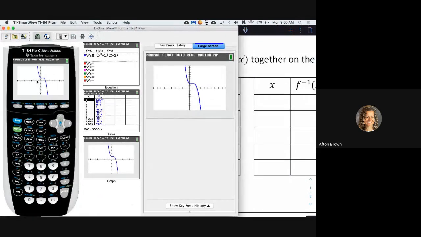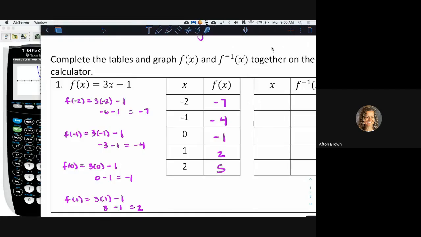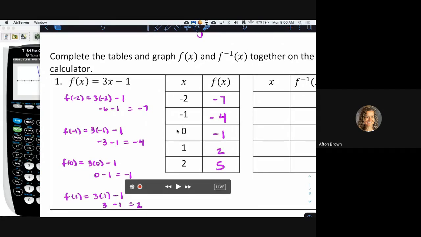Okay, sorry, it takes me a second to get my calculator connected. Okay, so what I want us to do is show you how you could do the entire table on your calculator pretty quickly, and then it's up to you, depending on how hard a question is. To complete the table, you can go into your y equals, and we're going to enter in this function. So hit y equals and enter in 3x minus 1.